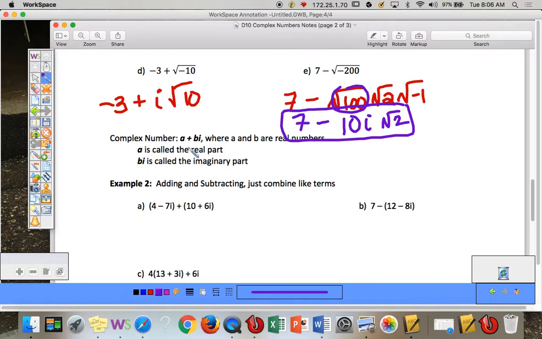A complex number is a plus bi, where a and b are real numbers. a is the real part and bi is the imaginary part. You can see how we wrote all these. The real part comes first and the imaginary part comes second.